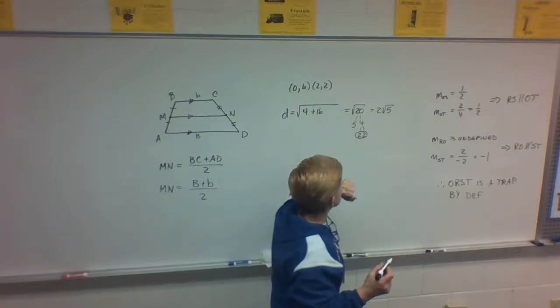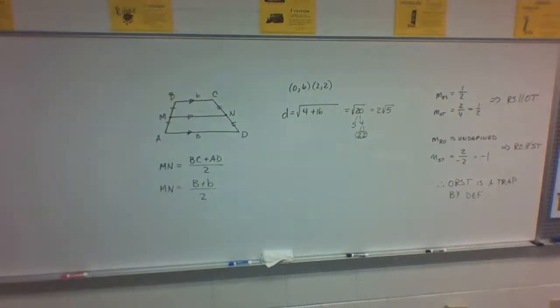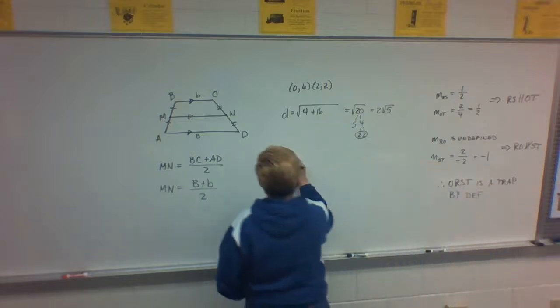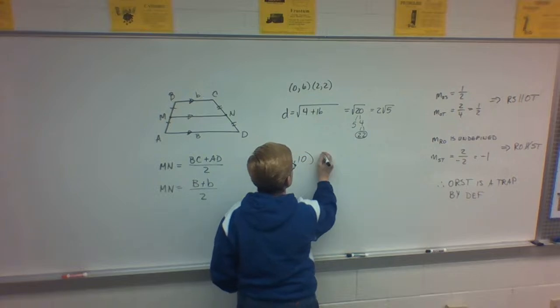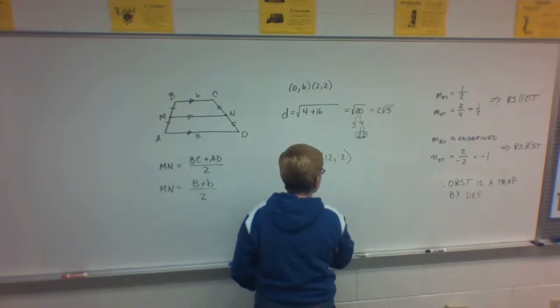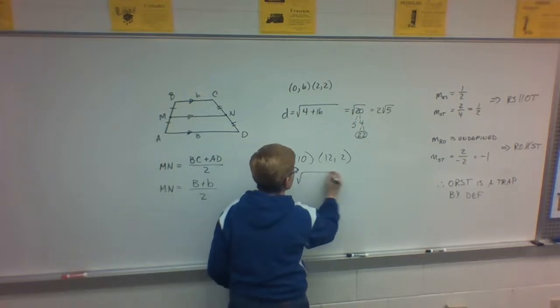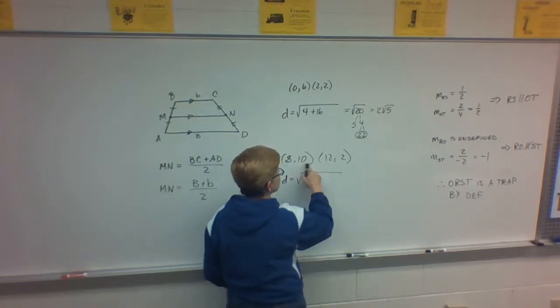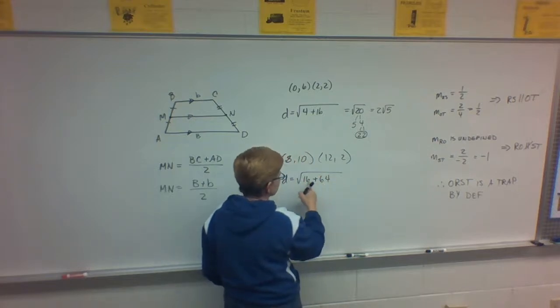So this one's length is 2 root 5. That's the short one that you see in the picture. The long one uses the points (8,10) and (12,2). I want to find the length of that one because that's the long base. 8 minus 12 is negative 4, squared is 16. 10 minus 2 is 8, squared is 64. 64 and 16 is 80.